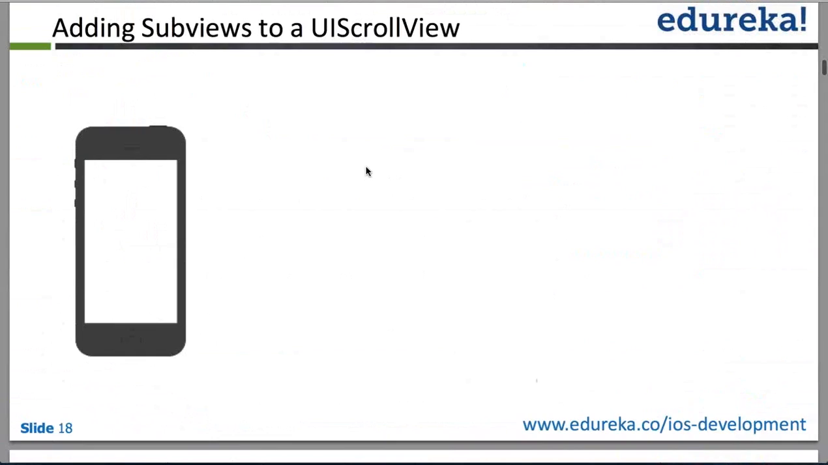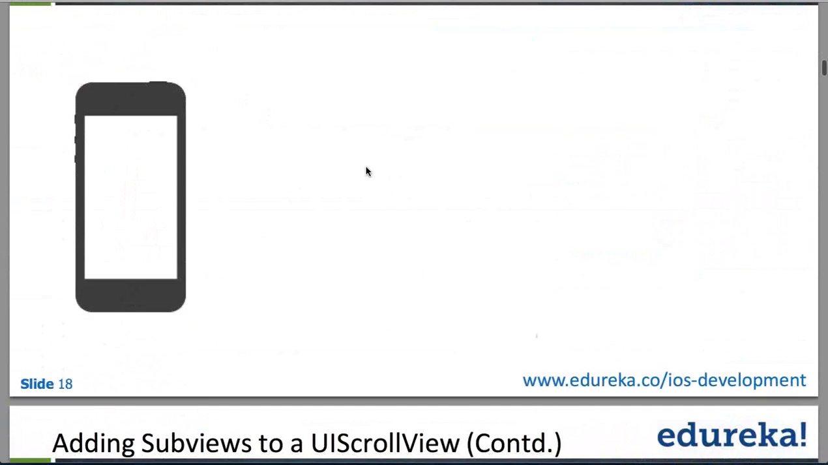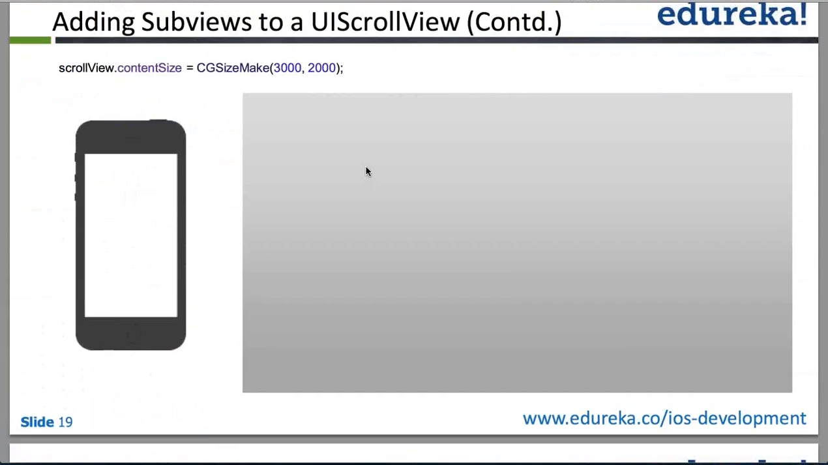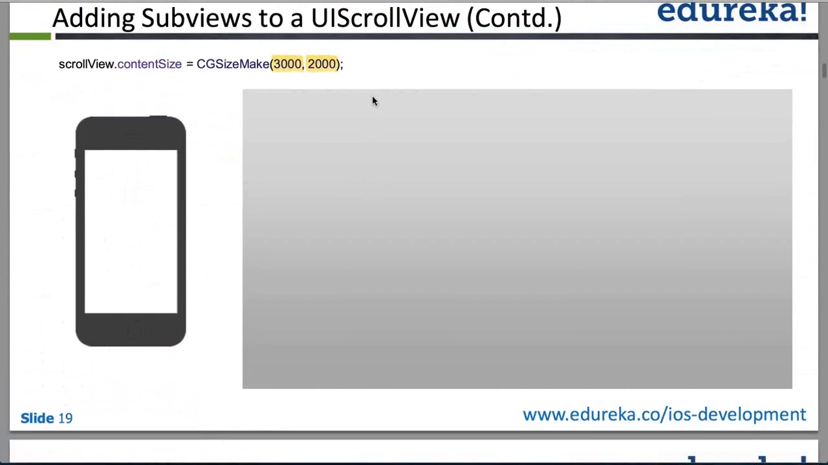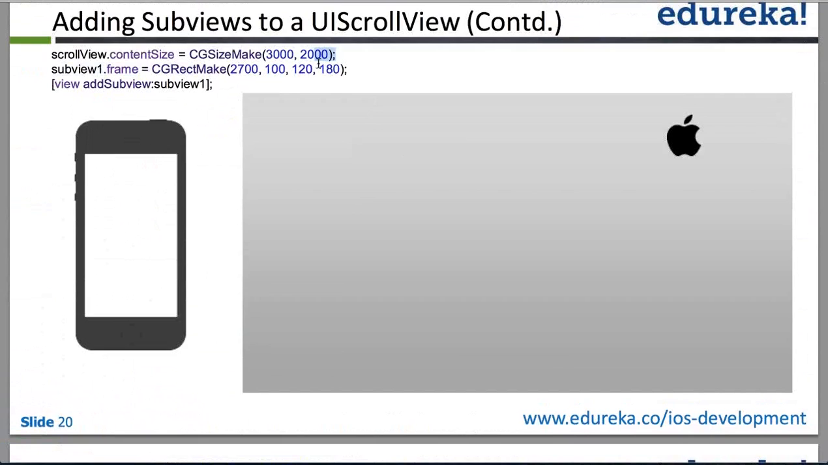Now, to get rid of this situation, we are going to use scroll views. So how are we going to add subviews to this scroll view? The first thing is you have to set what should be the content size for that scroll view. So let's say you have a width of 3000 and a height of 2000 for that scroll view, and then you add any image or a subview to that scroll view. So create a frame for that subview and add this view to the scroll view.